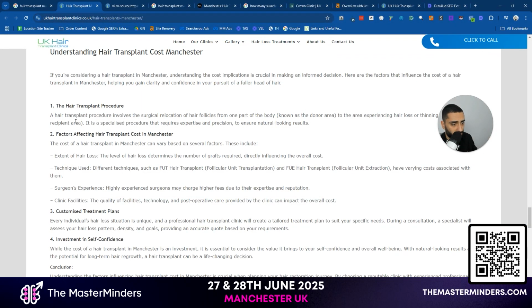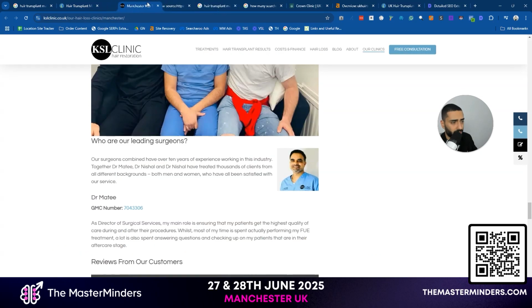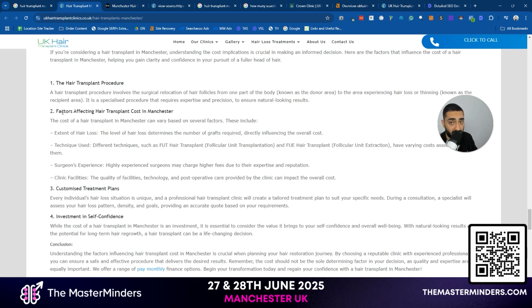So if we take a look, the hair transplant procedure, factors affecting hair transplant cost in Manchester. The questions aren't really direct. If we were to compare these, how much does a hair transplant in Manchester cost? They have specifically asked that, which is a very valid question. People would be searching that, especially if they are in Manchester. But this, I don't know if this is AI or if potentially they didn't actually evaluate the content prior to uploading it, but factors affecting hair transplant cost in Manchester. Nobody's really going to be searching that.